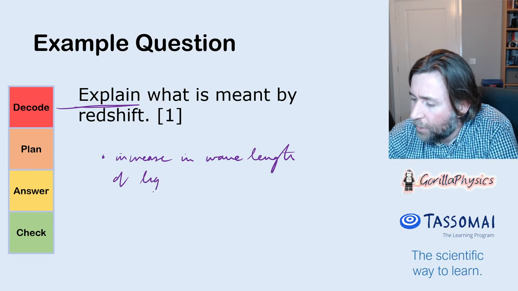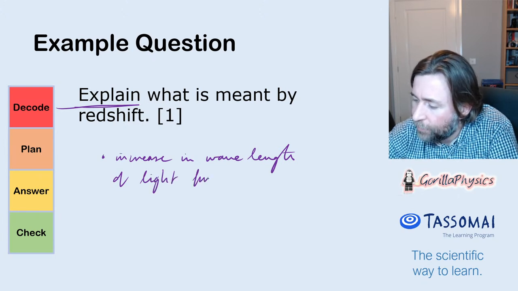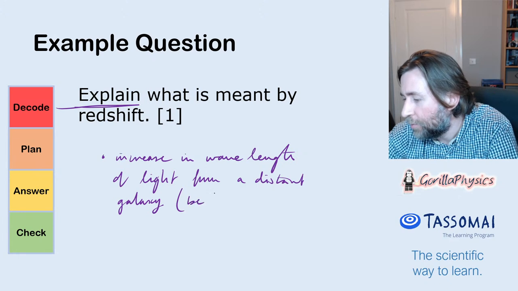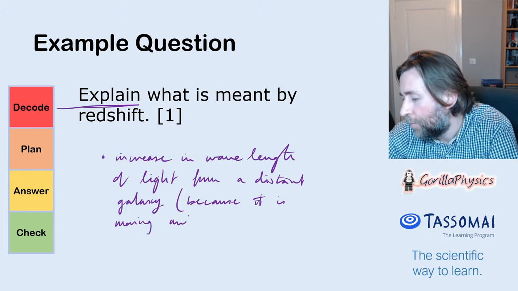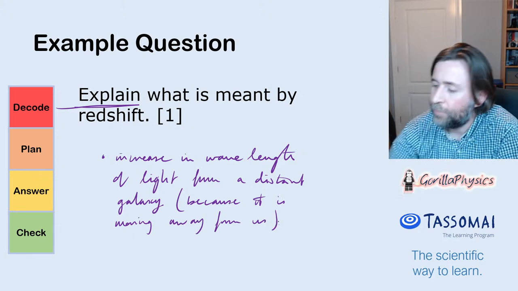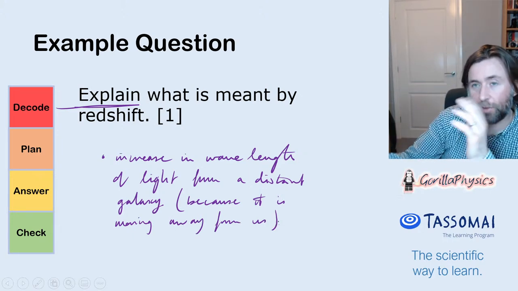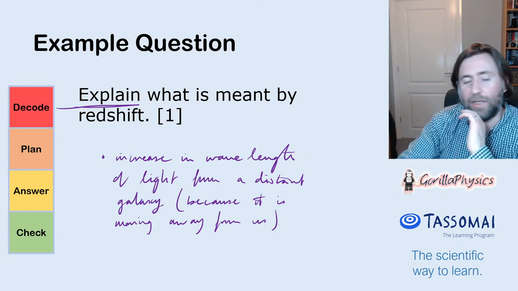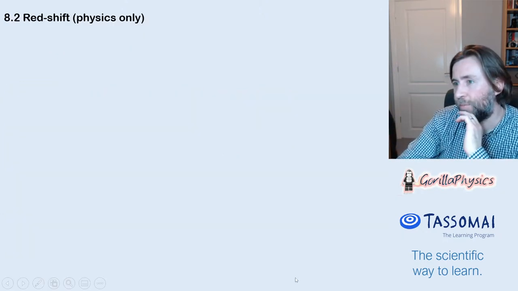of light from a distant galaxy, and why is that? It's asked us to explain because it's moving away from us. Okay, that's what redshift is, increasing wavelength. Red end is the radio wave end, it's the long wave end of the spectrum.